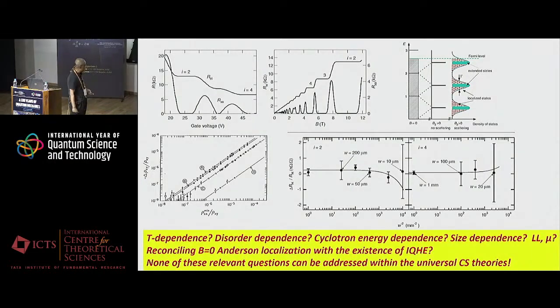So these are some of the questions I'm interested in, because I'm a solid state physicist, although I do some field theory in solid state physics. I want to know how this quantization varies with temperature, disorder, and other things that you could think of, okay? And these questions, unfortunately, cannot be answered by universal field theories.